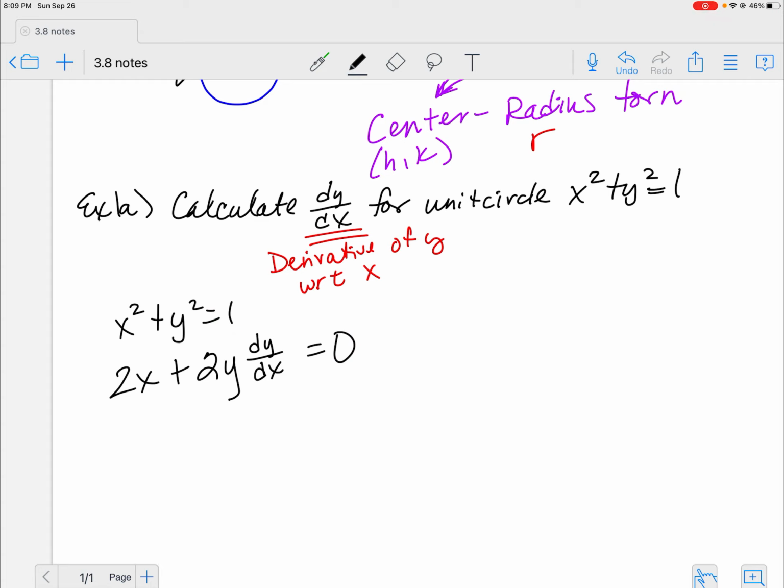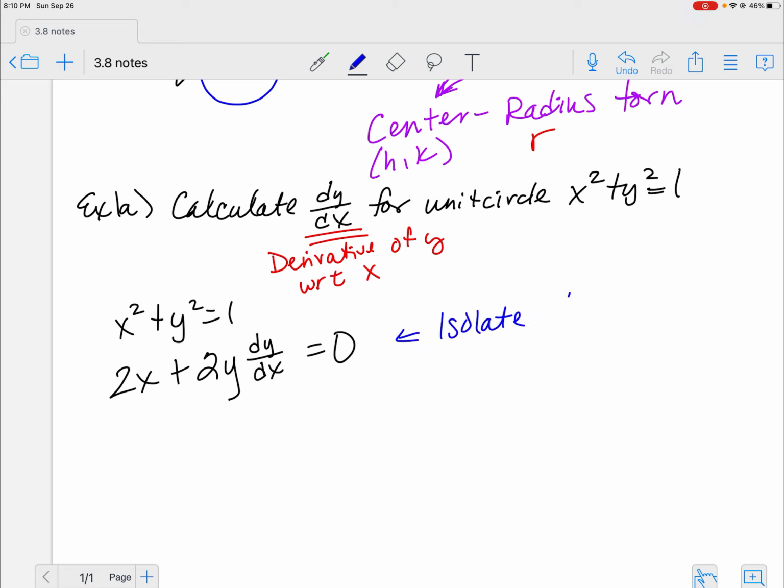So with implicit differentiation, here's the moral of the story. With implicit differentiation, you're going to take the derivative of x like normal, no big deal. With y, you take a normal derivative, and then you tack a dy dx on there. All right, now solve for dy dx.